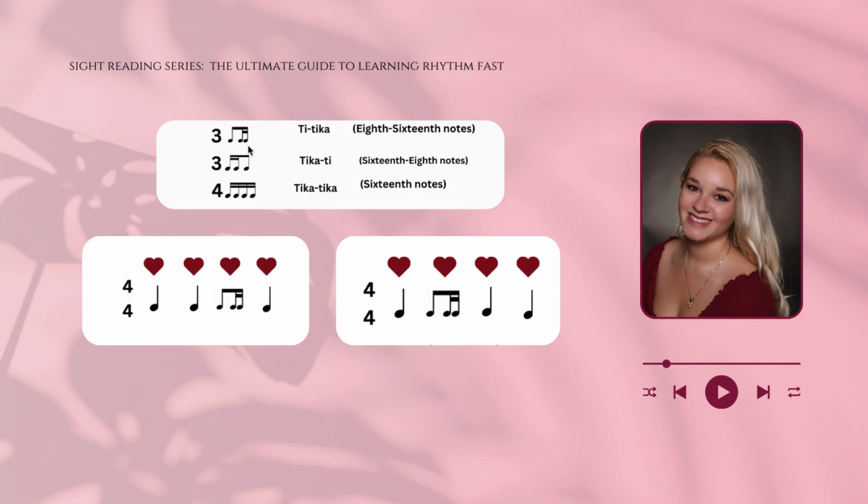You hear how fast that ticka has to happen. Ta, ta, ti, ticka, ta. Or if we use ticka, ti, let's do that on beat 2. Ta, ticka, ti, ta, ta.